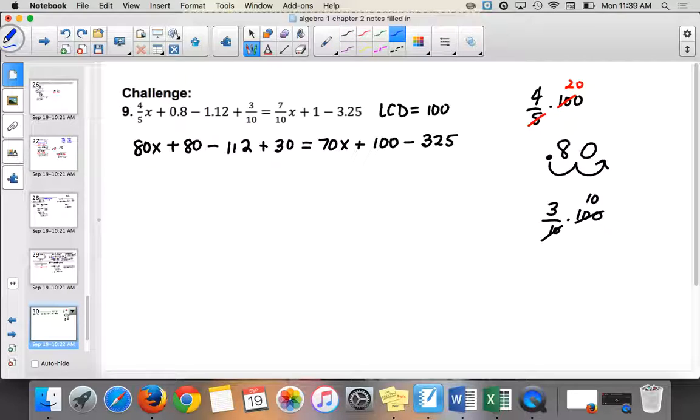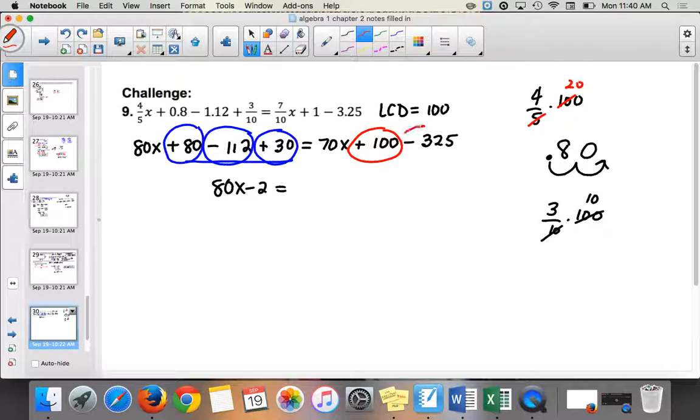So combine our like terms. So we're going to combine these three numbers because these three numbers do not have any x's. So let's take the positive ones first. I have positive 80 plus 30. 80 plus 30 is what? 110. 110 minus 112, what's that going to be? Negative 2. So I'm going to have 80x minus 2. Same thing over here. I have positive 100 minus 325. What is 100 minus 325? Negative 225, exactly.